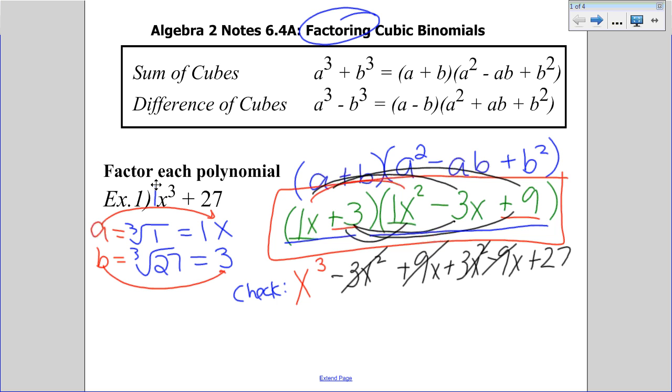The check I would like to see you do is this check here. I'd like you to check these 3 signs and make sure that they match the right form. And then I want you to multiply the first 2 together to make sure they give you x to the third, and multiply the last 2 together and make sure they give you 27. That's the check that I think is going to be most beneficial for you guys. All right, let's take a look at the next one, ladies and gentlemen.